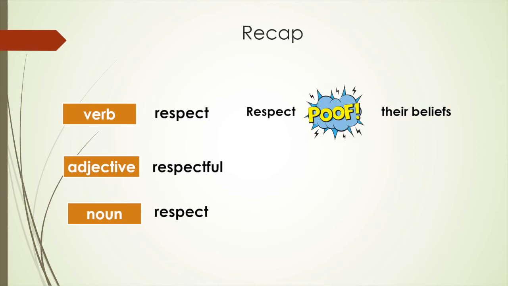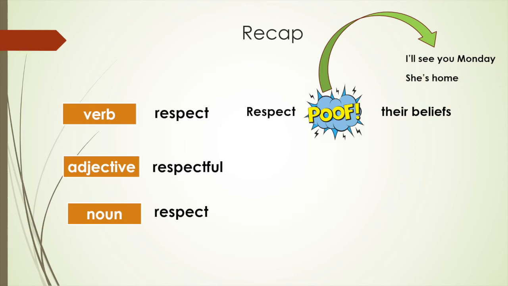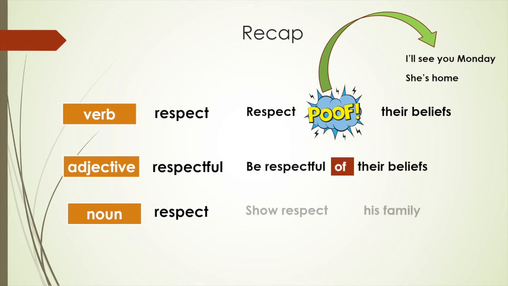Just like sometimes we leave out the preposition. Check this out. I'll see you Monday. We should say on Monday, but in casual speech, you just drop it. She's home instead of at home. Okay, so assuming you want to use an adjective, because I was very, oh my God, yeah, you don't need a verb there. It's an adjective that you need to make use of. So respectful of their beliefs, and you show respect for his family.